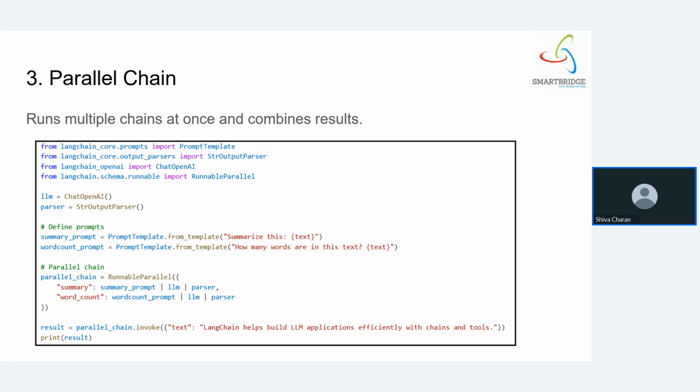So to define the parallel chain, what do we need to do? We need to define the RunnableParallel first, and in that we need to define as per our prompts. First is summary and the second one is the word count, correct. And how is the format over there? The prompt, LLM, and the parser. So it is nothing but a chain again, correct? Prompt, LLM, parser, or else LLM, prompt, and parser will be a chain.